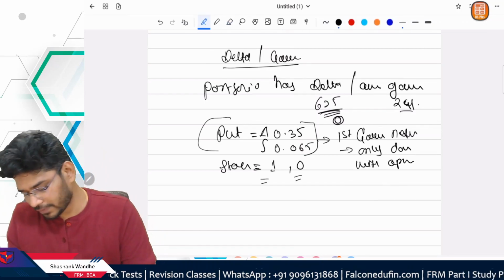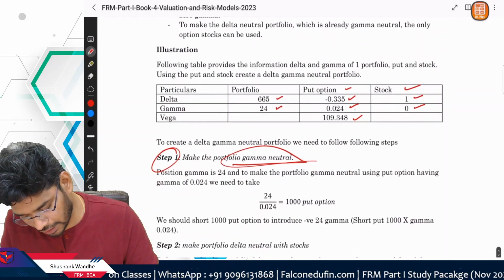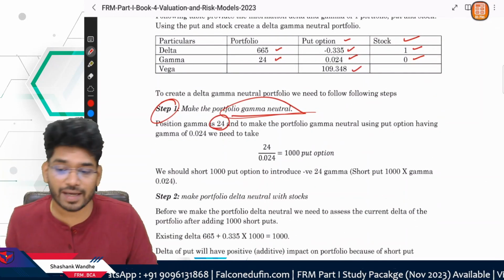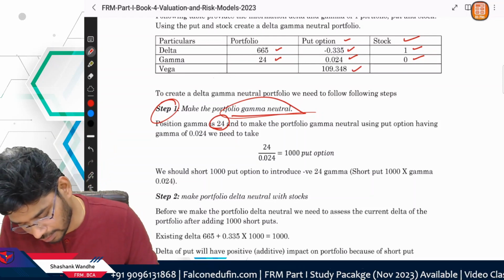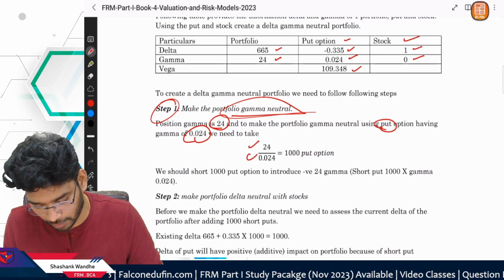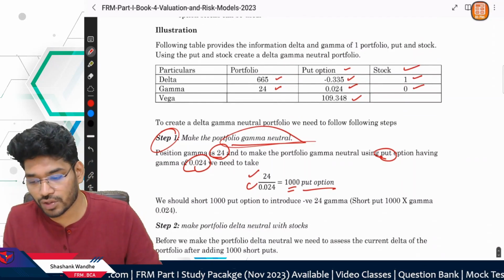So simple. So here in this case, let's see the calculation. Here we have the information. We'll start with the gamma neutral portfolio. Our position gamma is 24 and put options gamma is 0.025. So 24 divided by 0.025 gives 1000 put options. So we will add 1000 put options.